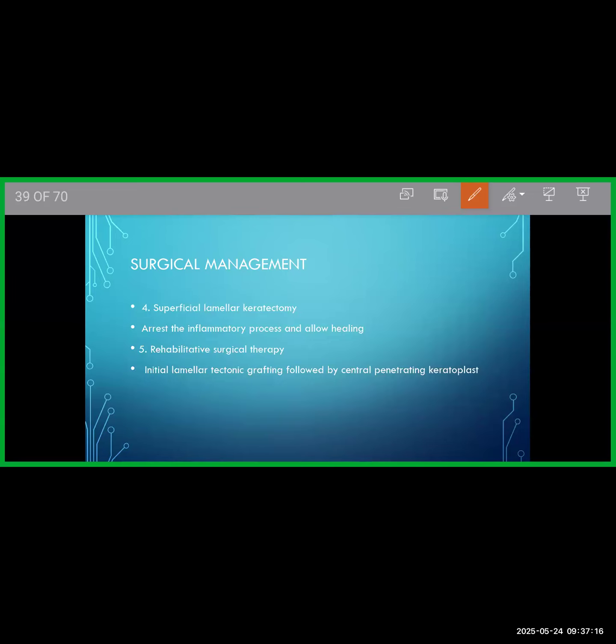We can also do superficial lamellar keratectomy. The idea is to take out the superficial stroma where these inflammatory cells are, in order to arrest the process and allow healing. And as I mentioned earlier, you then have rehabilitative surgical therapy in the form of penetrating keratoplasty.